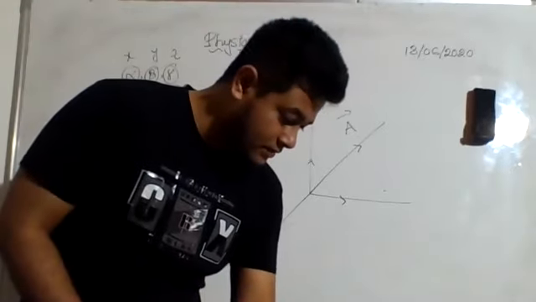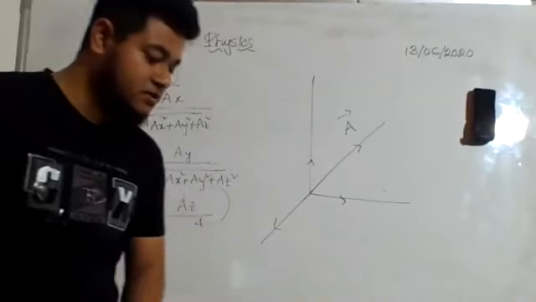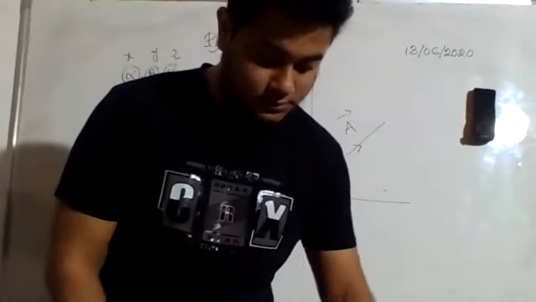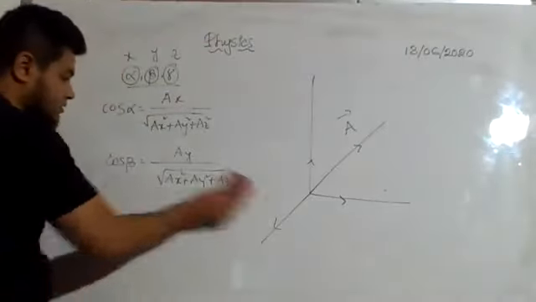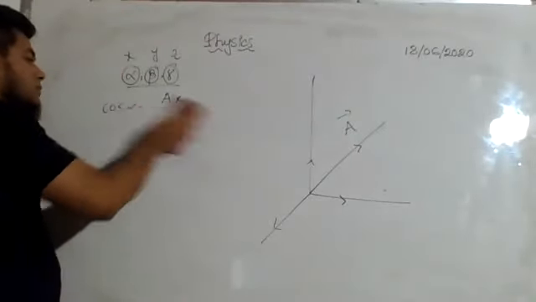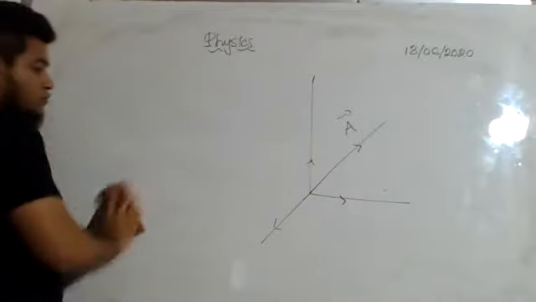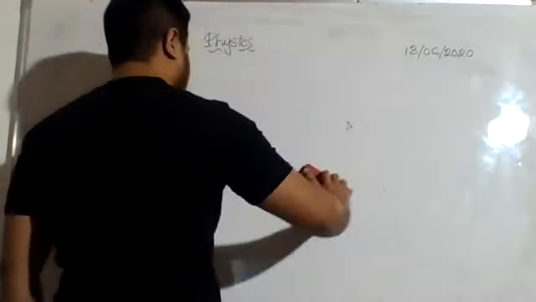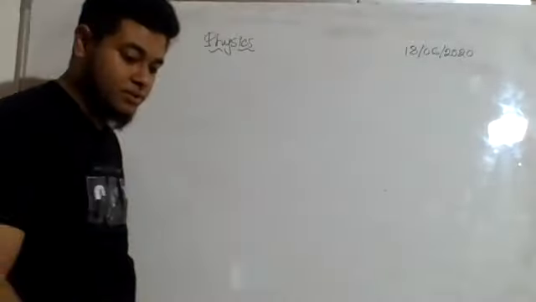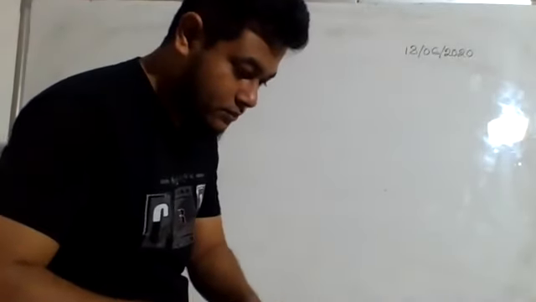Okay. The next topic is addition of vectors with the help of components. If you are given two vectors, we can add them up, we can multiply them, we can subtract them. We will see how.